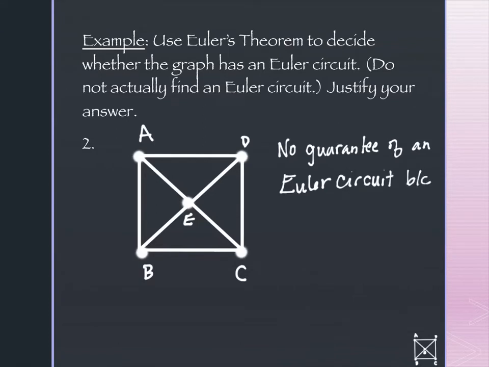because, and I'll list which ones are, A, B, C, and D all have odd degree. So we're just checking degrees to make that decision.